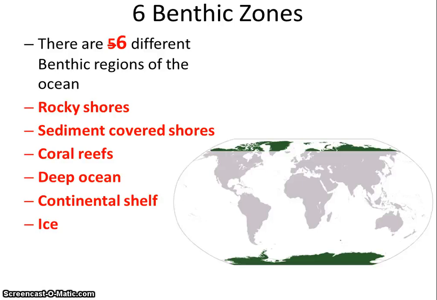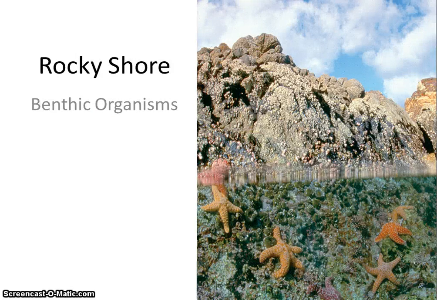So rocky shores, sediment-covered shores, coral reefs, deep oceans, and continental shelves are our 5 or 6 benthic regions that we're going to talk about. And today we're going to start talking about rocky shores. Again, areas that are subject to tidal energy that are made out of rock.